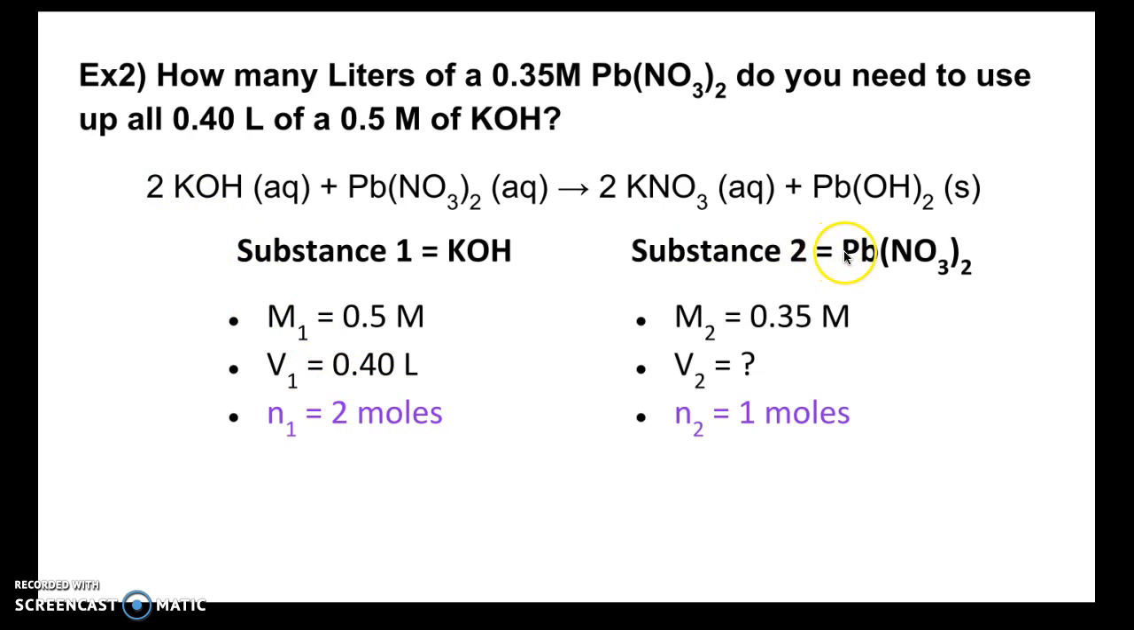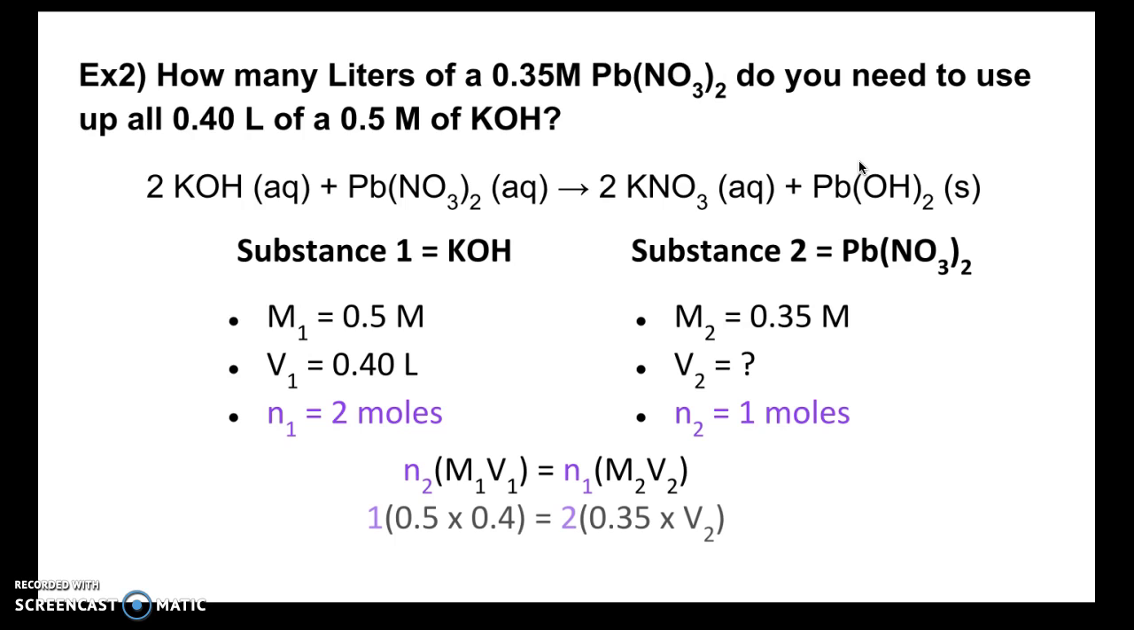We do the same thing for substance 2. Substance 2 is my PbNO3. My M2, they tell me, is 0.35 molar. My V2 is what I'm looking for. I'm looking for the volume. And N2 is going to be the coefficient in front of PbNO3, which is 1 mole. Okay, so I set it up, plug everything in, do the math, and I get the volume is 0.3 liters of solution.